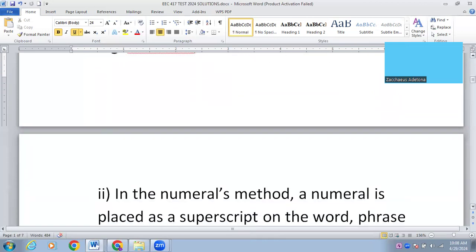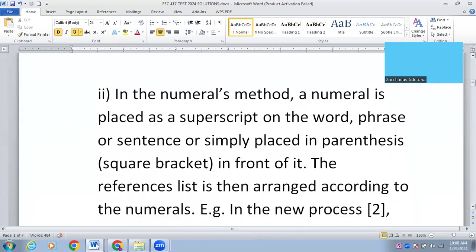Now, solution to number two. We want to describe the numerals method of citation. In terms of in-text citation, we use a numeral, that is a number like 1, 2, 3, 4, and so on. We use it as a superscript on a word or phrase or sentence. Or simply, we put it in square brackets in front of where you need the in-text citation. So when you do that, the references list will be arranged according to the numerals used in the in-text citation.